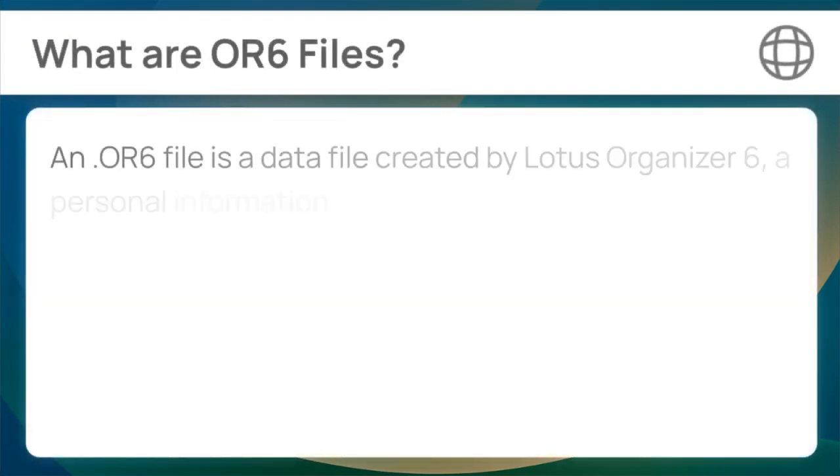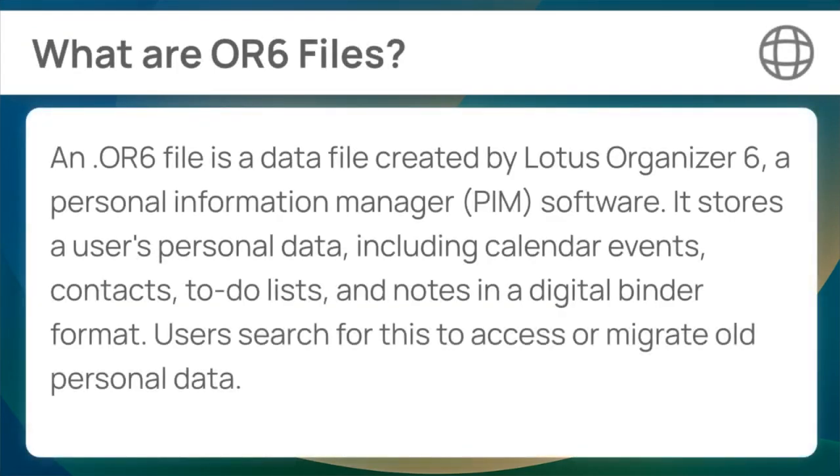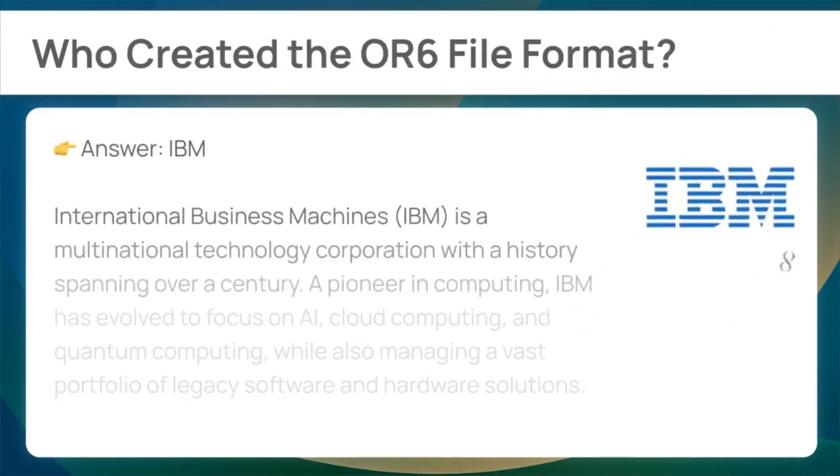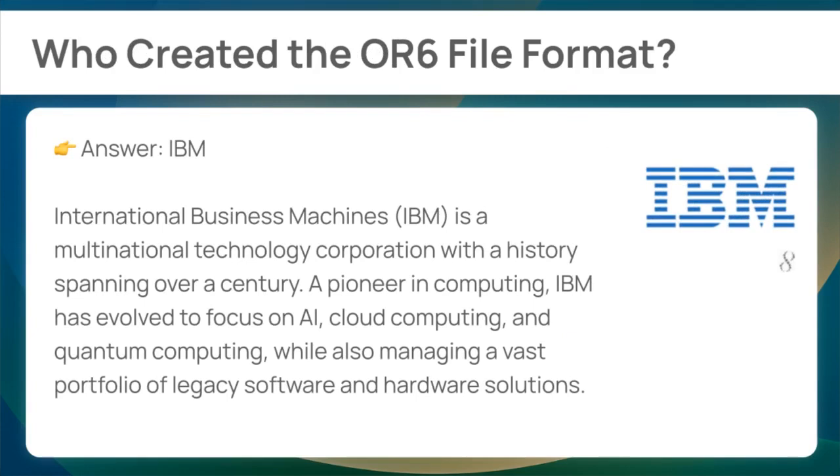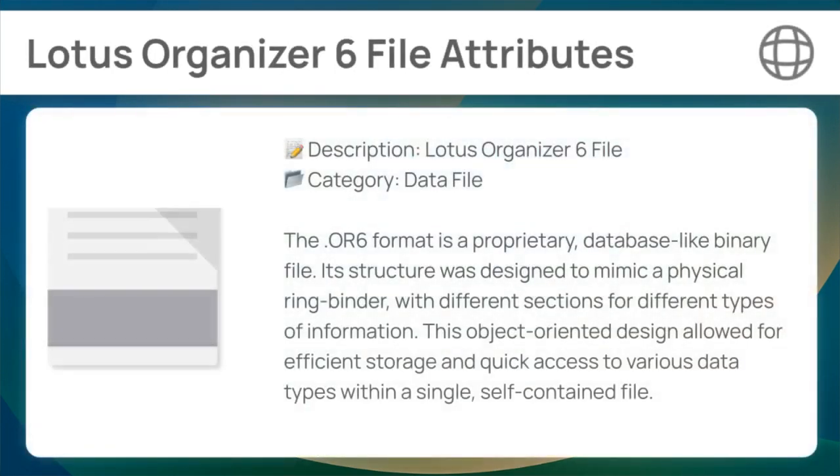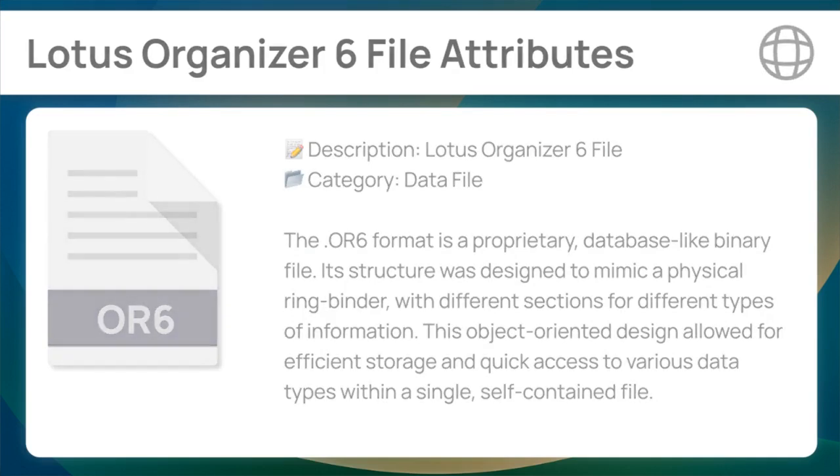An .or6 file is a data file created by Lotus Organizer 6, a personal information manager, PIM software. It stores a user's personal data, including calendar events, contacts, to-do lists, and notes, in a digital binder format. Users search for this to access or migrate old personal data. The .or6 format is a proprietary database-like binary file. Its structure was designed to mimic a physical ring binder with different sections for different types of information. This object-oriented design allowed for efficient storage and quick access to various data types within a single, self-contained file.